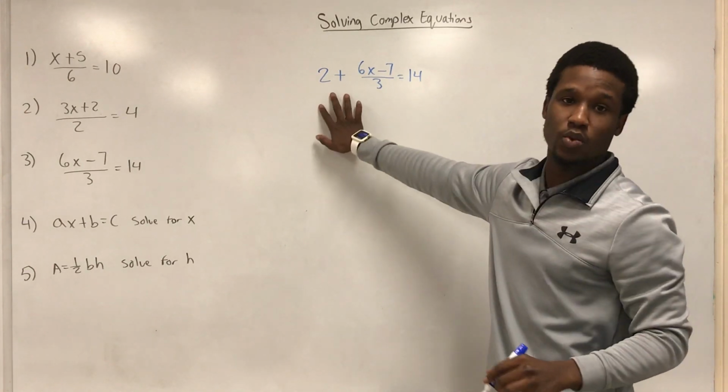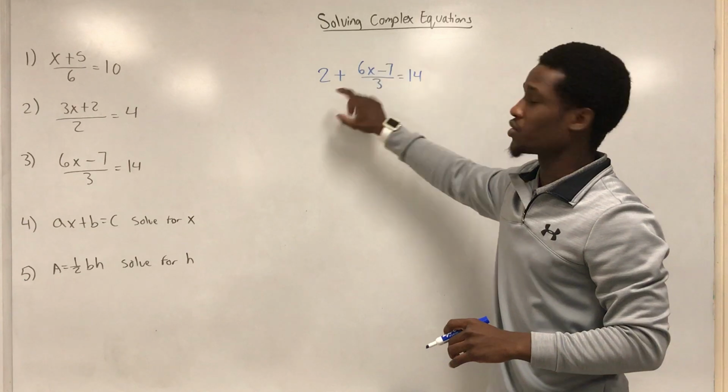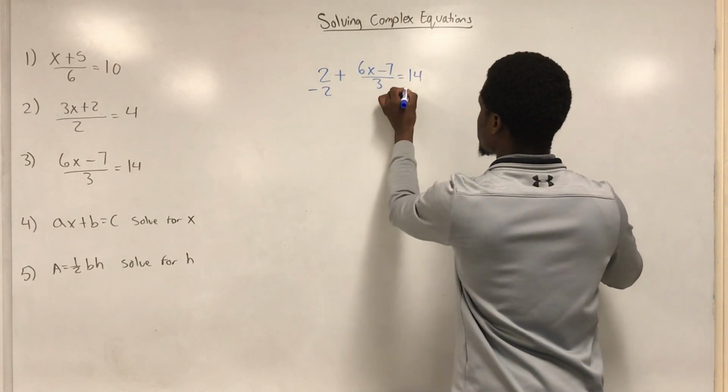Okay, I just did it one step further. Now it's not just a quotient equation, it's a quotient plus a constant. So I'm going to go ahead and take away that constant first, so minus 2 minus 2.